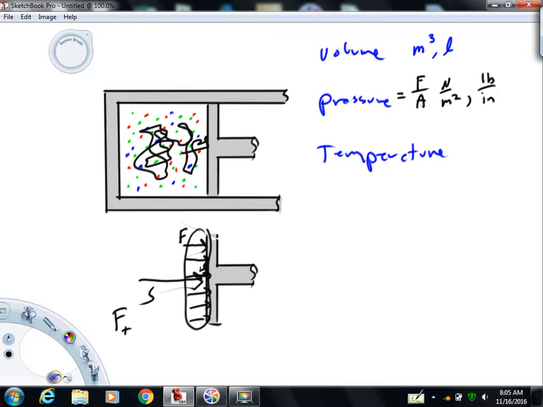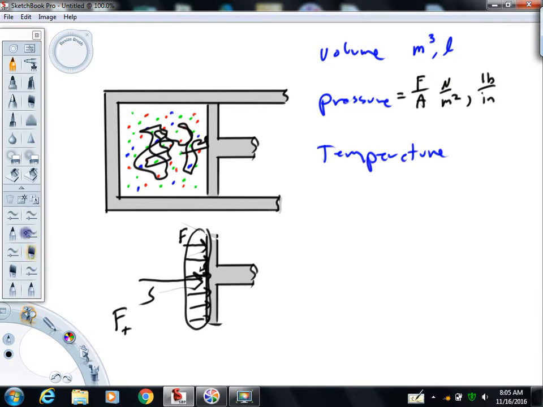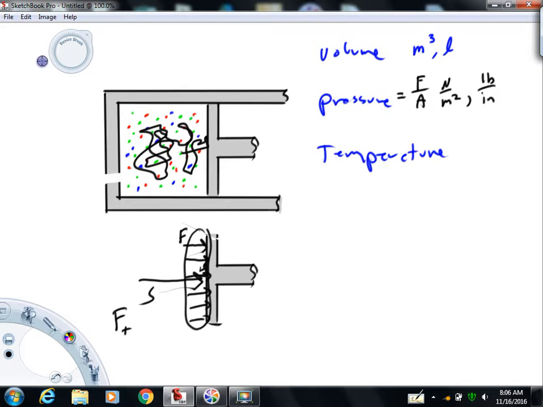There's a very important thing to understand about the pressure numerically. One way I could decrease the pressure is if I perhaps put a valve here or something and somehow removed some of the molecules in the container.